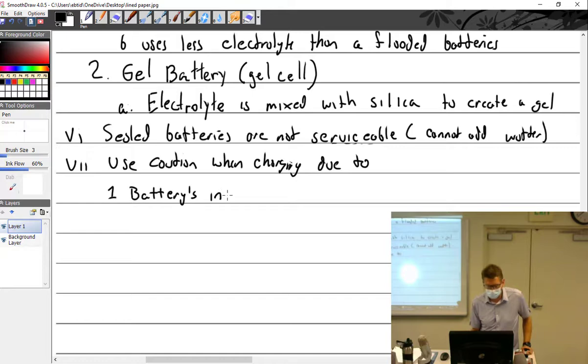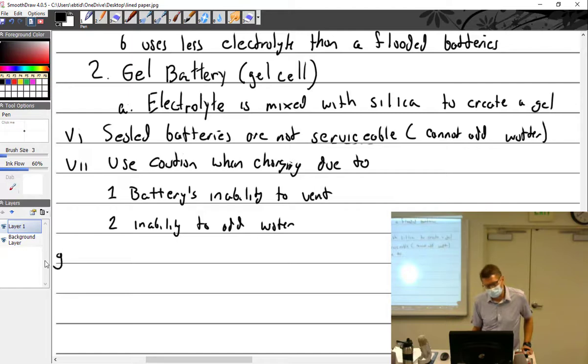Battery's inability to vent. If you have a battery that's not going to vent and you're going to put 40 amps into it, you're going to have a problem. And inability to add water. And if it does gas off and spill water, well, you're kind of out of luck there.